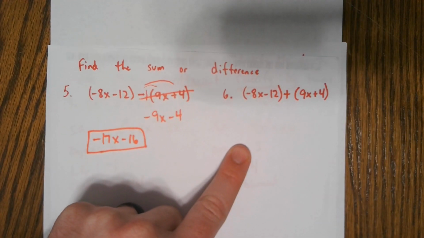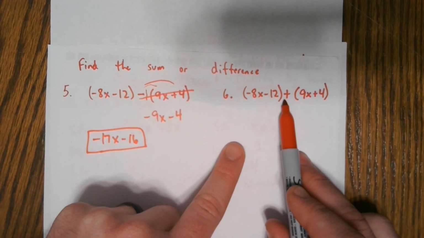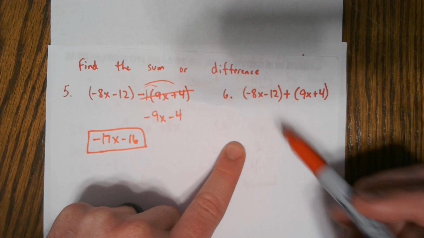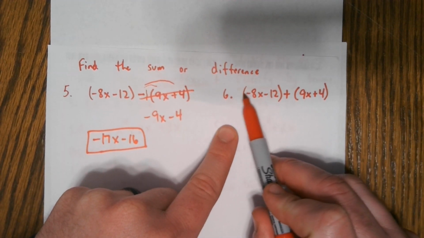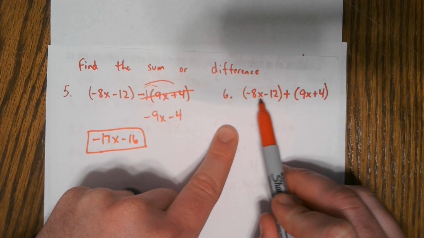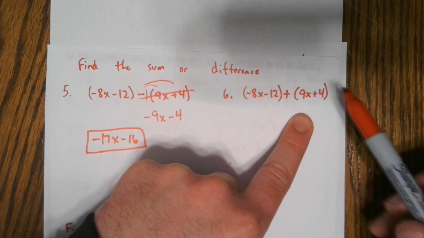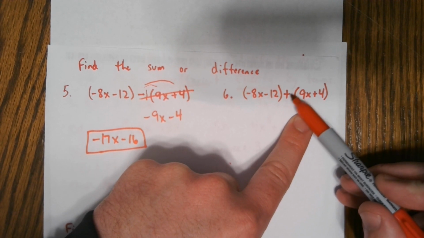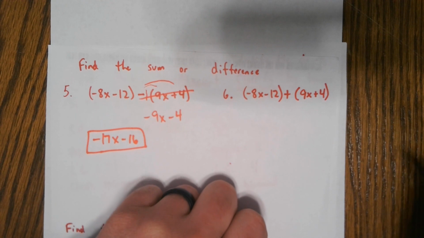Over here on number 6, again, it's the exact same problem, but instead of a minus sign, I put a plus sign here. So I'm asking myself, do I need to distribute? I have a 1 in front of this. If I distribute a 1, it stays the same, so I don't need to do anything with this first parenthesis. The second set, again, I have a 1 here, so if I distribute a 1, it would stay the same, so I don't need to do anything over there either.